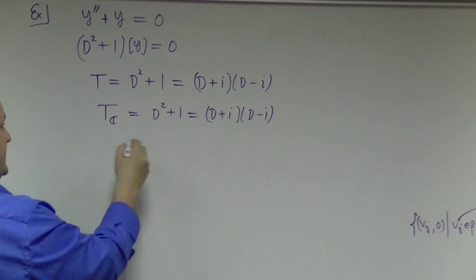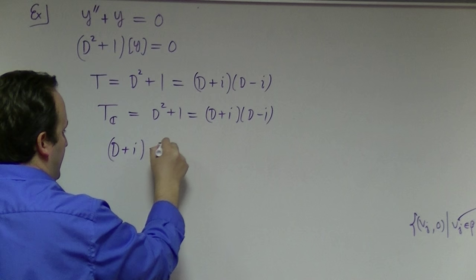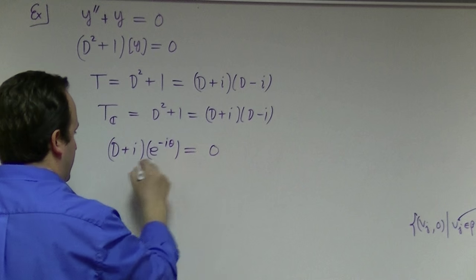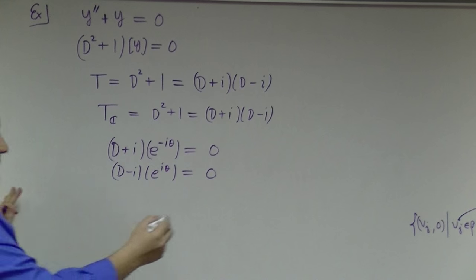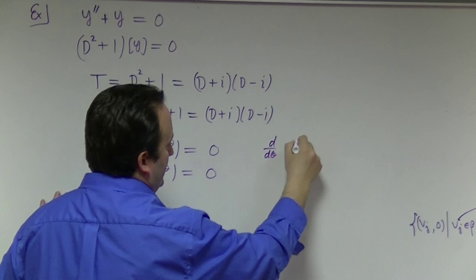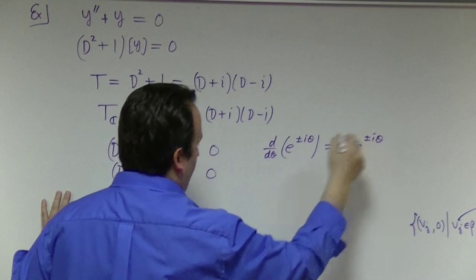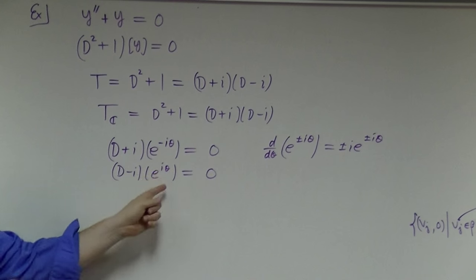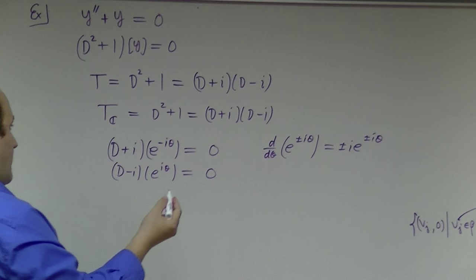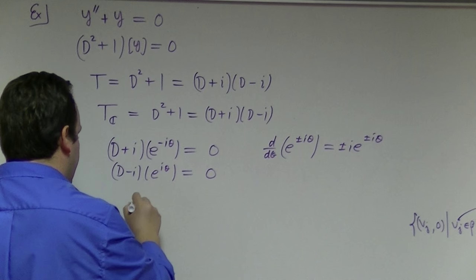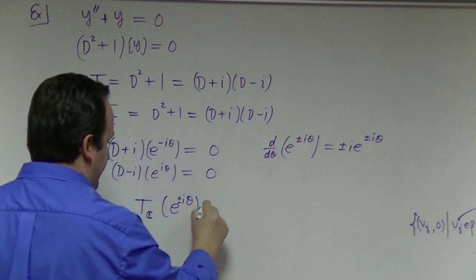you know? And it's easy to see that d plus i times e to the minus i theta is equal to zero, and d minus i times e to the i theta is equal to zero, because the derivative with respect to theta of e to the plus or minus i theta is just equal to plus or minus i times e to the plus or minus i theta. So e to the i theta and e to the minus i theta are in the kernel of these operators. And so it's not at all difficult to see that then T sub c times e to the i theta, well, plus or minus that really, is equal to zero.